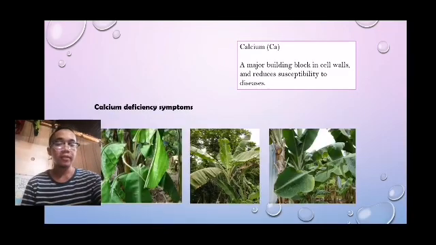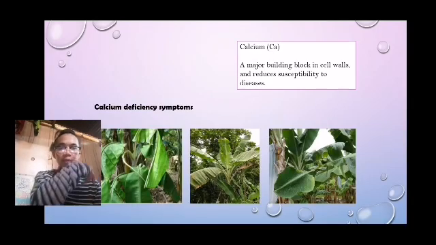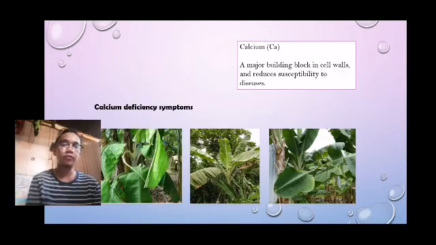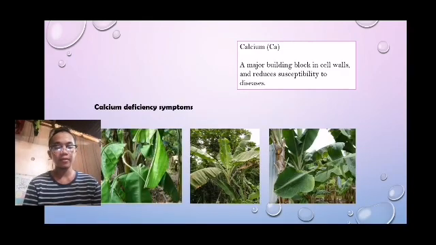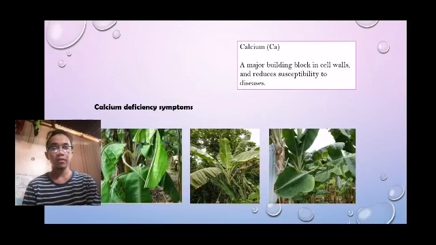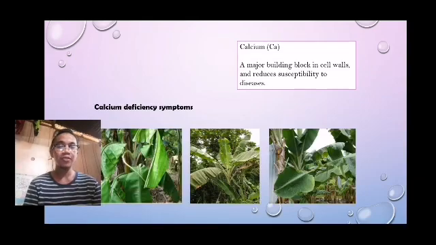The third is calcium, a major building block in cell walls that reduces susceptibility to disease. So that is its purpose for banana growth. Calcium is another secondary plant nutrient absorbed by plants' roots. Calcium is a constituent of the middle lamella of cell walls as calcium pectate.